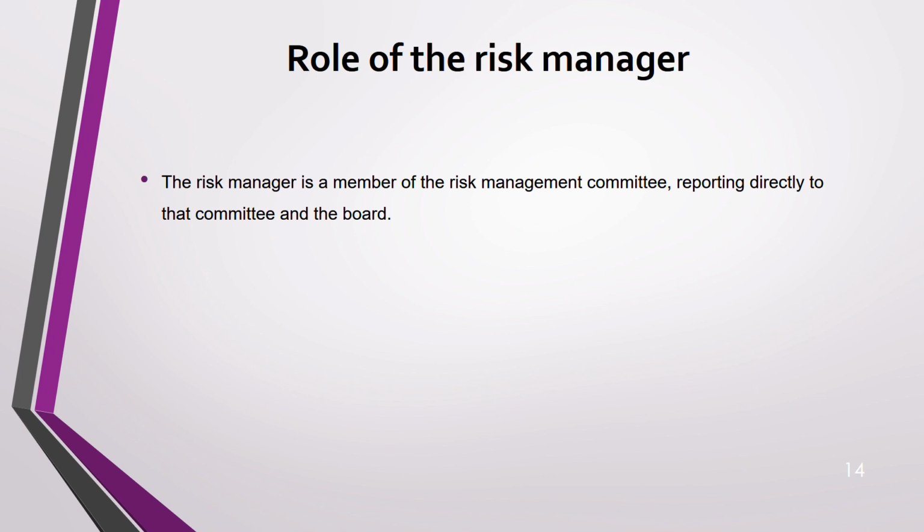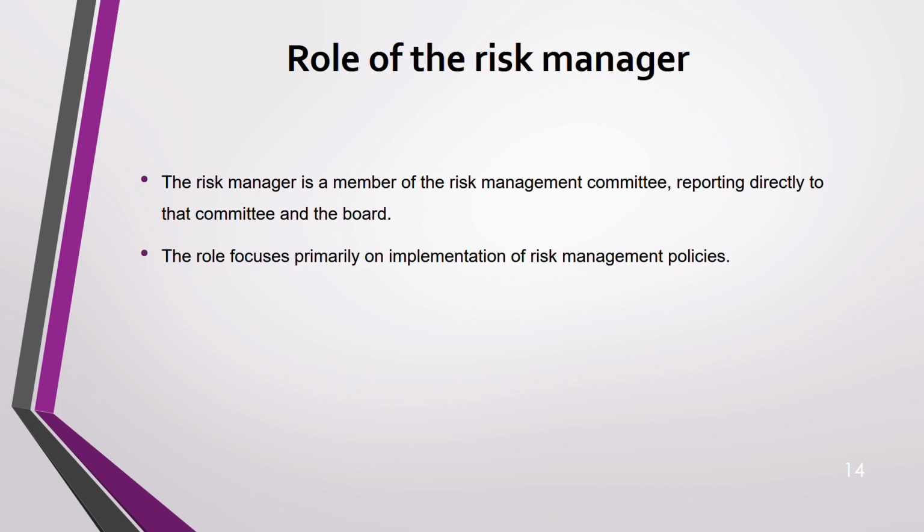Now, third, we are shifting from the risk committee to the risk manager. What is the role of the risk manager? They are a member of the risk management committee or risk committee. They report directly to the committee and the board. You should know who has the authority over whom. The risk manager comes below the risk committee. They report to the board or the risk committee.